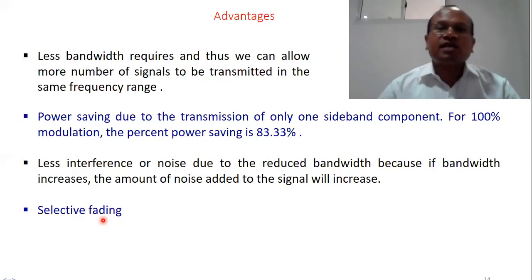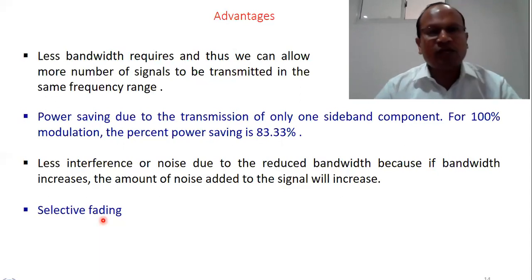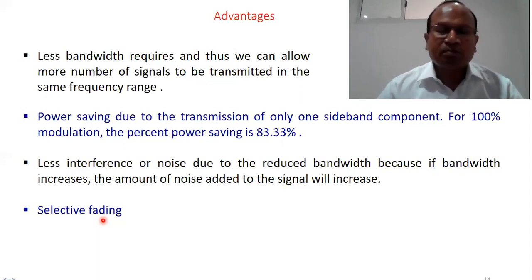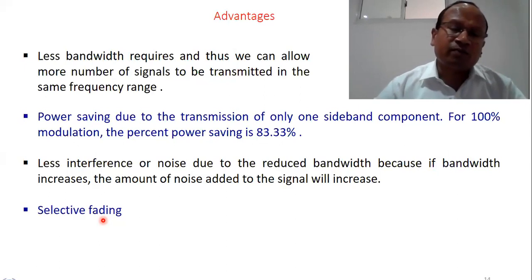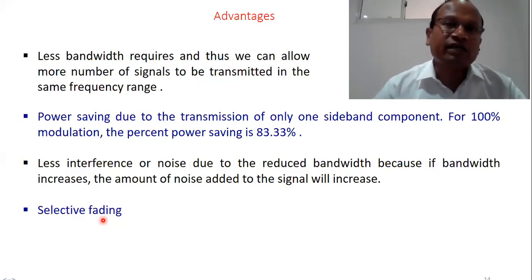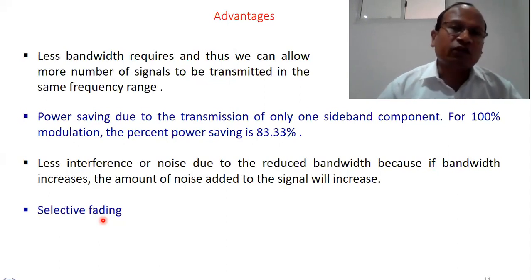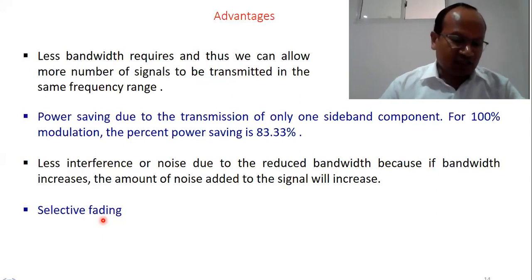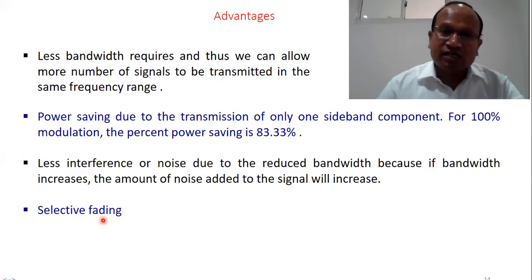So these are the major advantages of SSB. They include number one, power saving, number two, bandwidth saving. If bandwidth saving is there, some cost saving will be there. If bandwidth is less, interference and noise probability is less. And then selective fading also gives an advantage with regard to noise. So this is about the advantages.